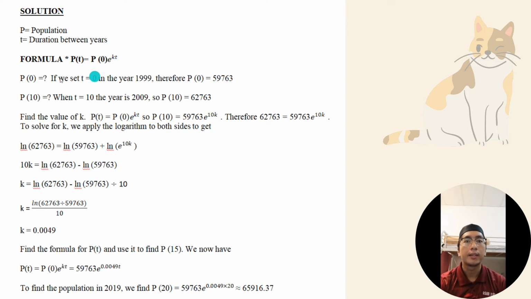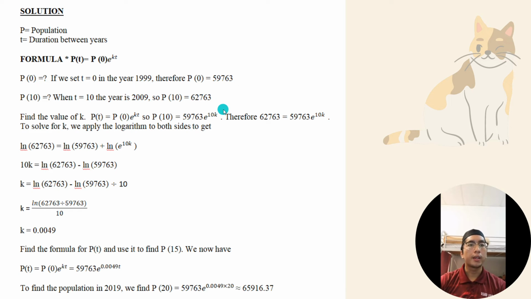Next is P10. Same as earlier, we set t equal to 10 in the year 2009. So P10 is 62,763, which is the population in the year 2009. Next, we substitute all the information that we obtained into the formula that I mentioned earlier. So we get this equation.